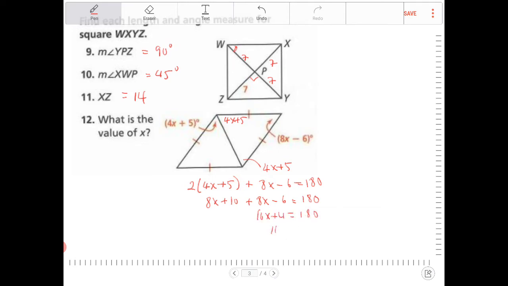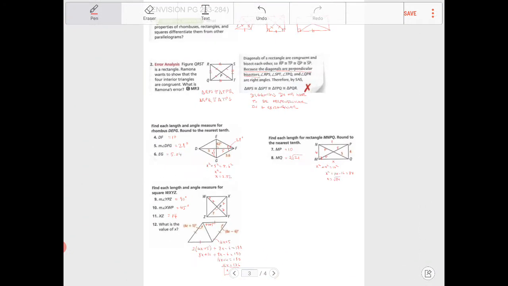Minus 4 from both sides. 16x is equal to 176. Divide both sides by 16. What is that? That's 11. So x is equal to 11. All right, moving on.